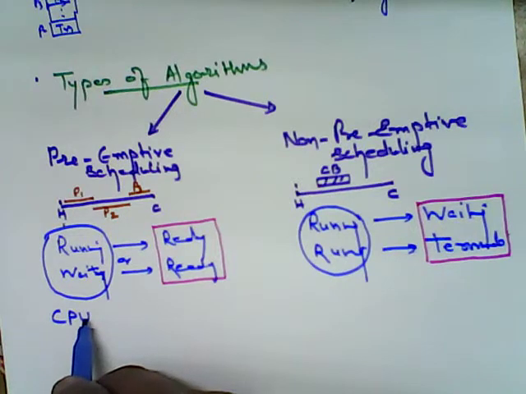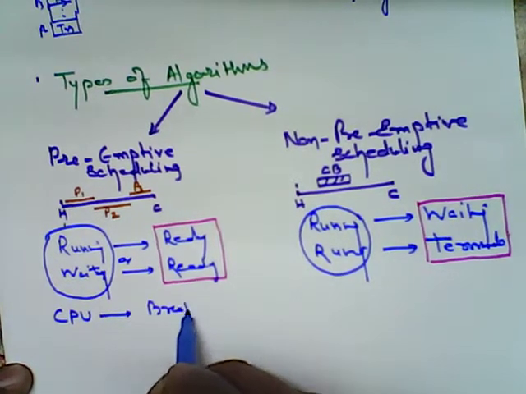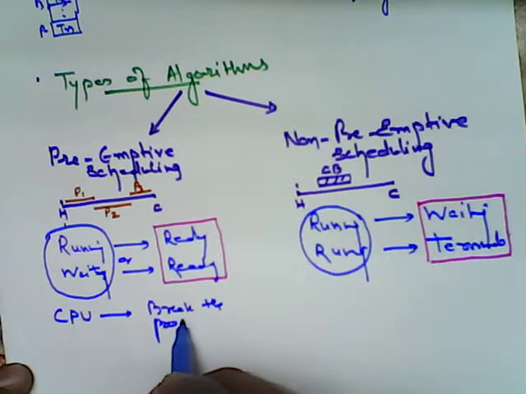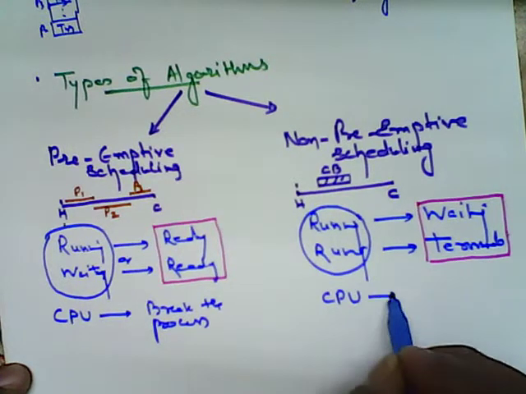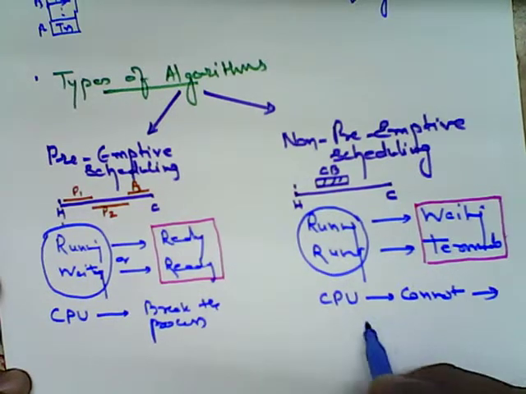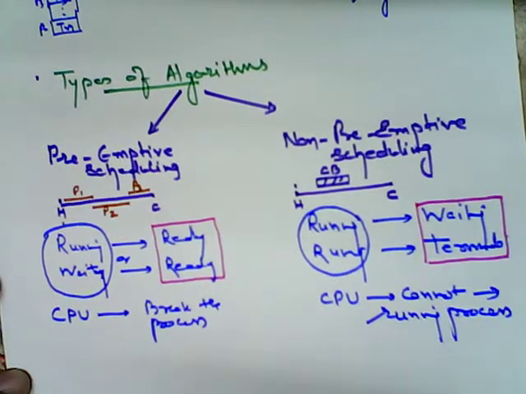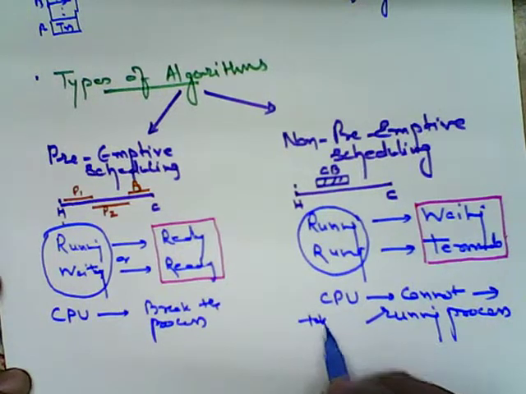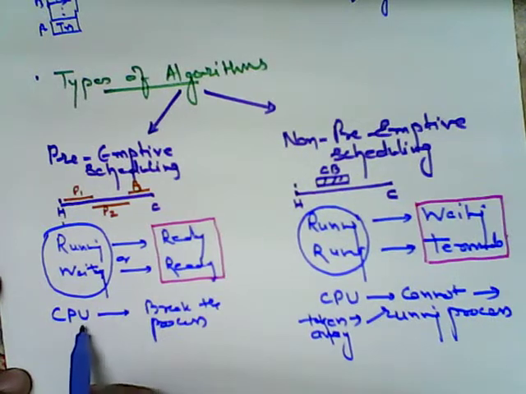That means you can break the process. But here what happened, the CPU cannot be taken away from the running process. CPU cannot be taken away from the running process, whereas here CPU can take away. This is one other important component.